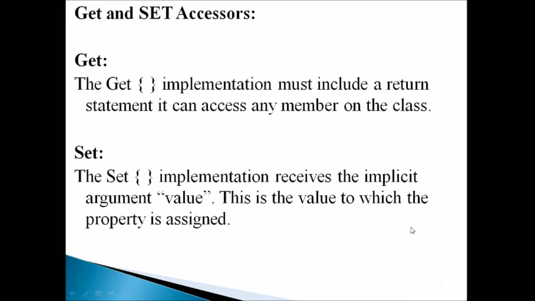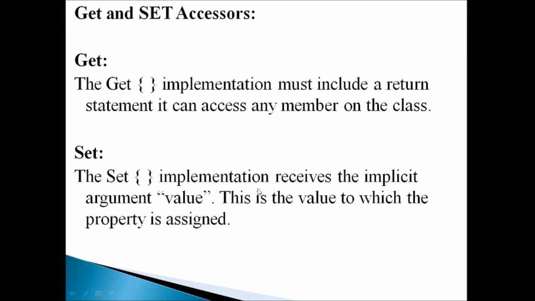And then we shall see the get and set accessor. The get implementation must include a return statement. It can access any member of the class. So if we use the get method, it should use a return statement to return the value. So using this get method, using the return statement, we can access any value of the class.